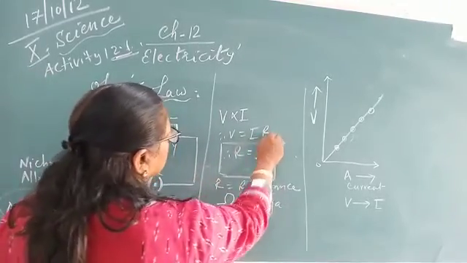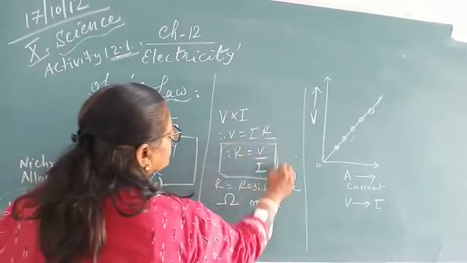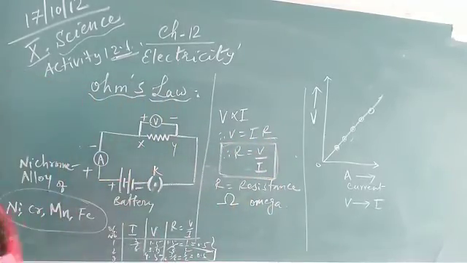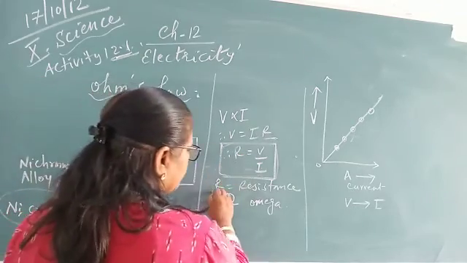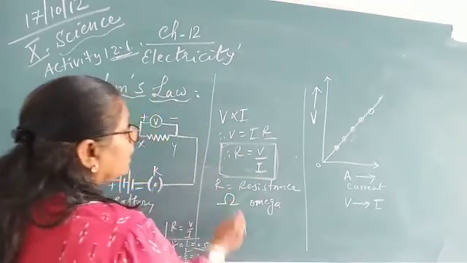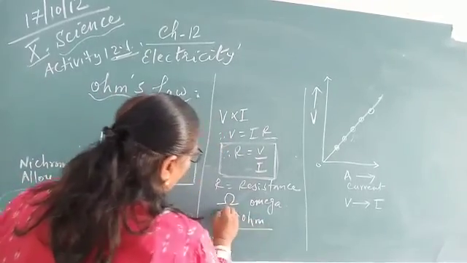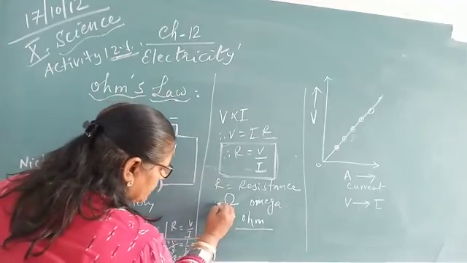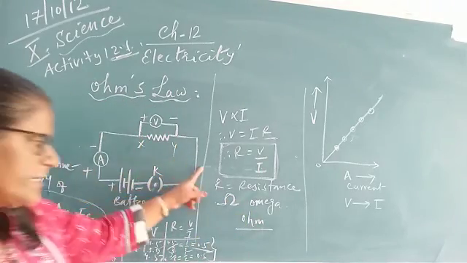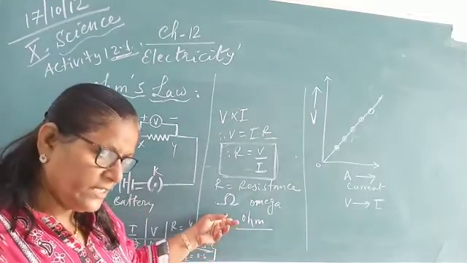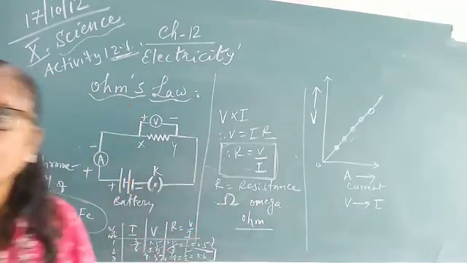resistance R. So V is equal to IR. Therefore R is equal to V upon I. This is called the mathematical form of Ohm's law. And here R is the resistance, its unit is ohm, but the symbol is used like this. This is called omega. The unit for R is ohm in honor of the scientist Ohm, and the sign is called omega.